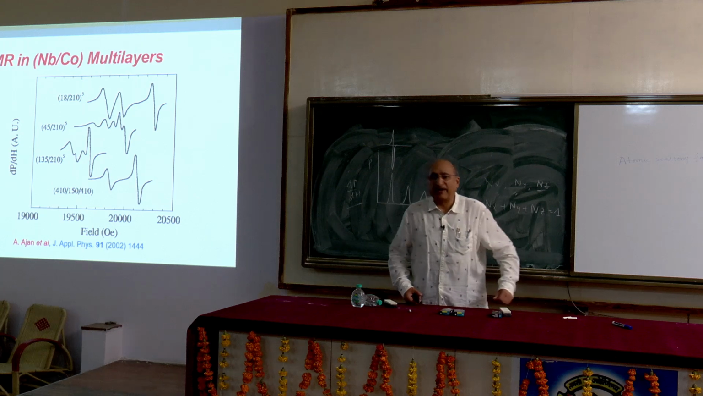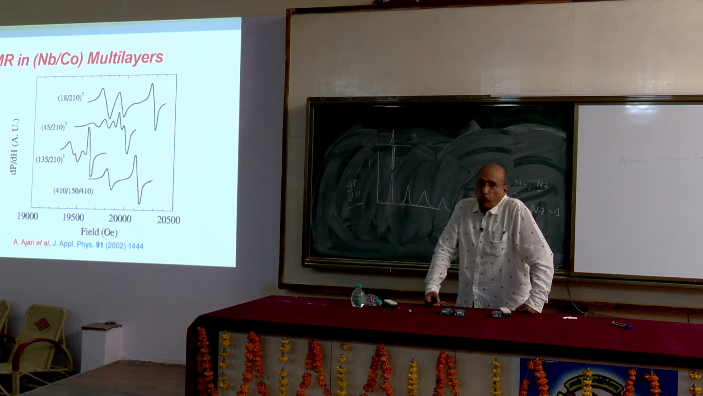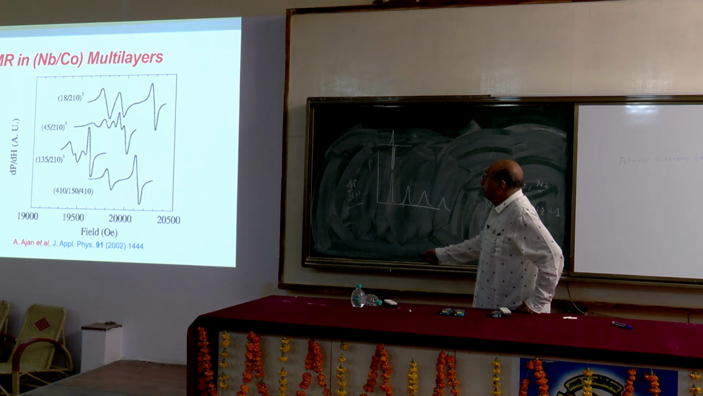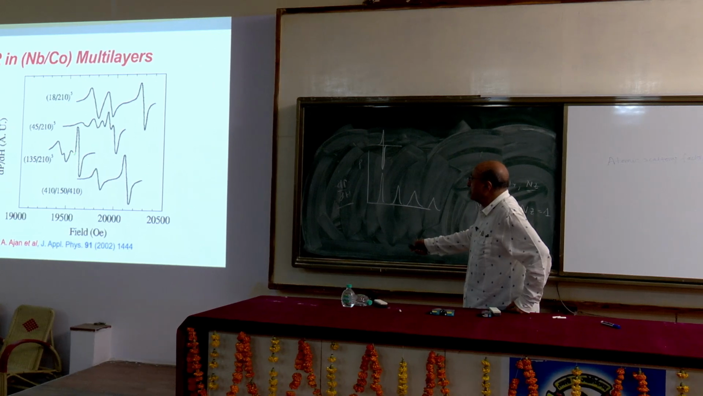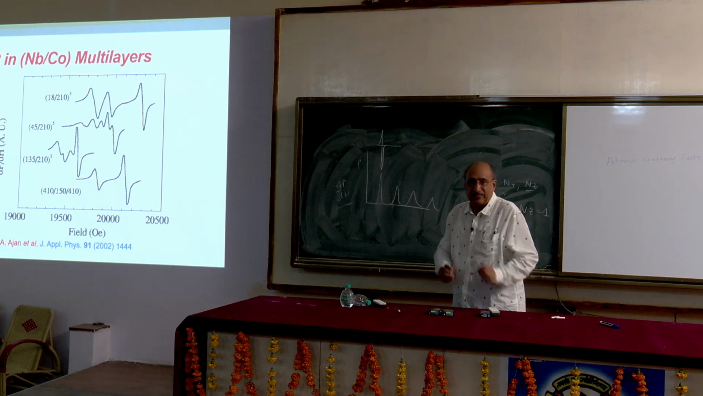This is the magnetic non-magnetic type. Niobium is non-magnetic and cobalt is magnetic, and we change the thickness of the niobium layer. Niobium is 18 angstrom, 45 angstrom, 135, 410. Leave aside this one; these three are the more interesting. Here the cobalt thicknesses are the same, 210, but the thickness of the niobium non-magnetic layer is changing.